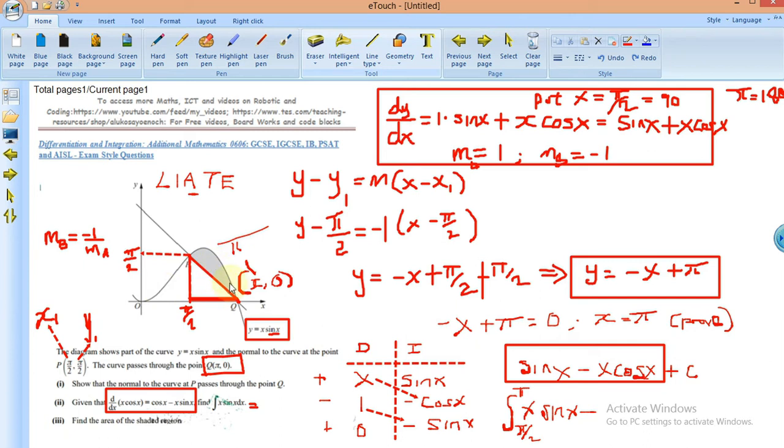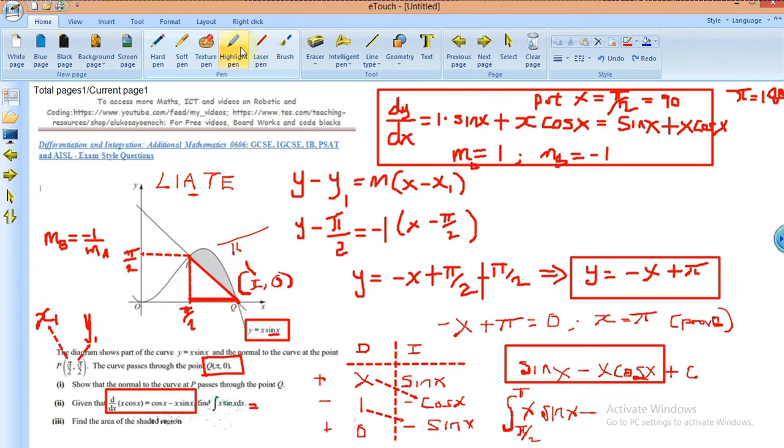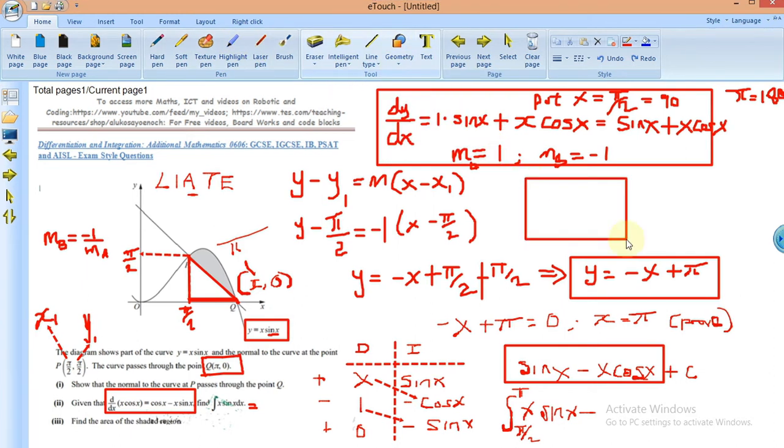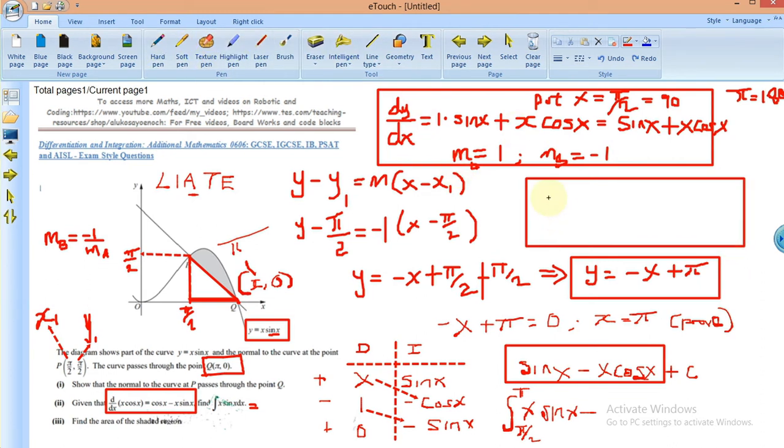So what is the area of the triangle? That is half base times height. So I think I should complete that one here, guys. I'm sorry, I just need to manage my board. So I'll complete the area of the triangle here. So area of triangle is half base times height. The base now, that is from 0 to pi. So half times.